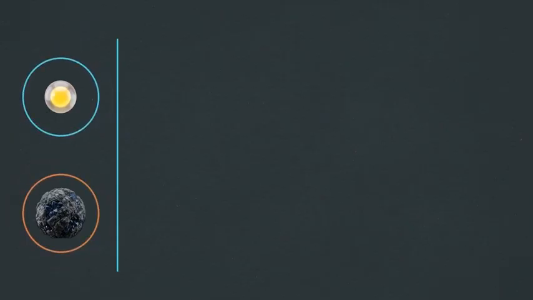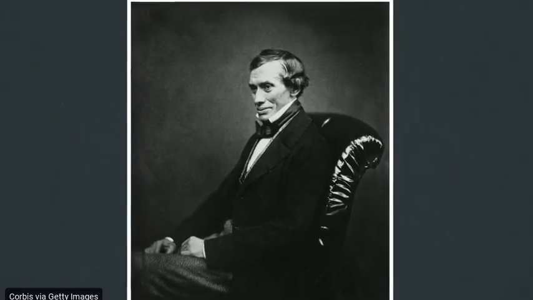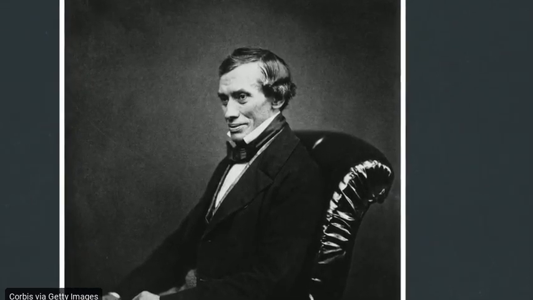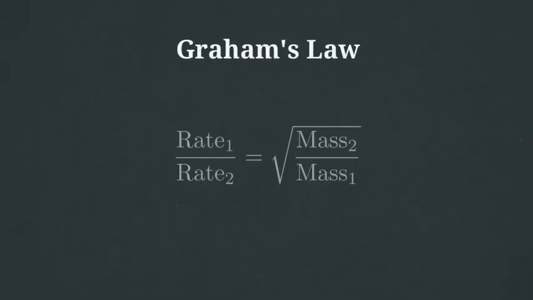Thomas Graham, a 19th century chemist, was the first to turn this intuition into a precise mathematical formula. His law states the rate of diffusion or effusion is inversely proportional to the square root of the gas's molecular mass. The math contains a flip.